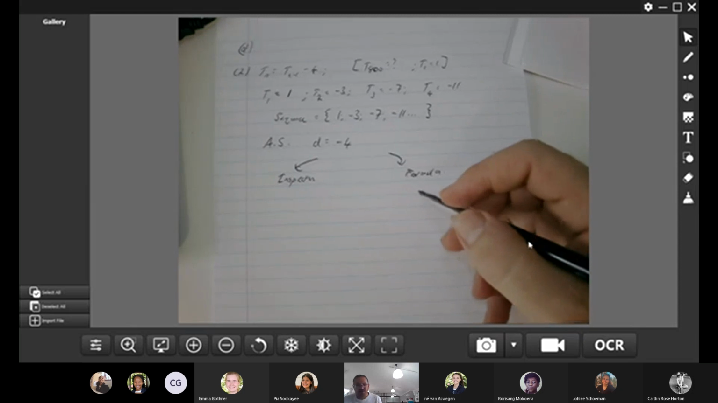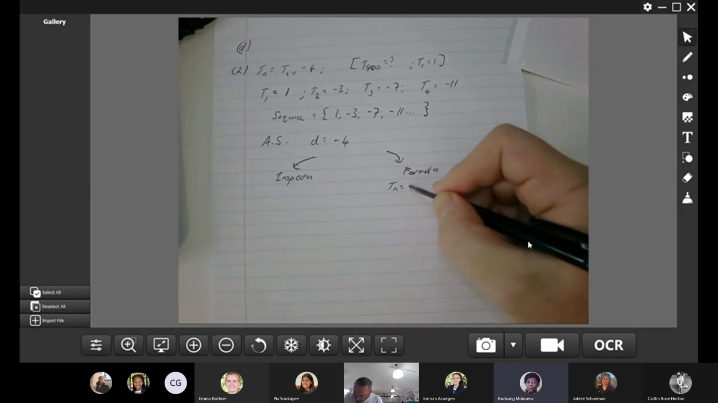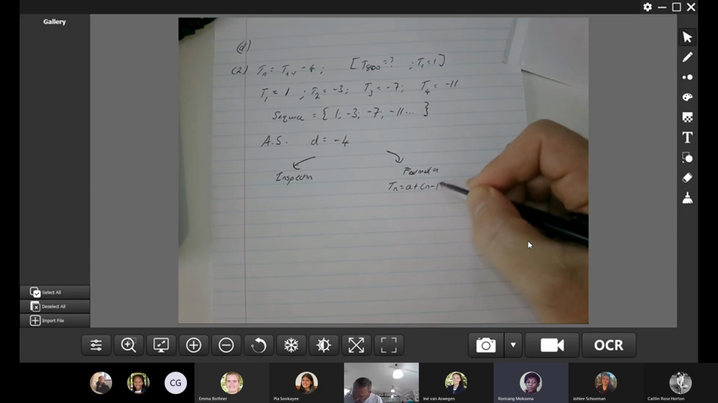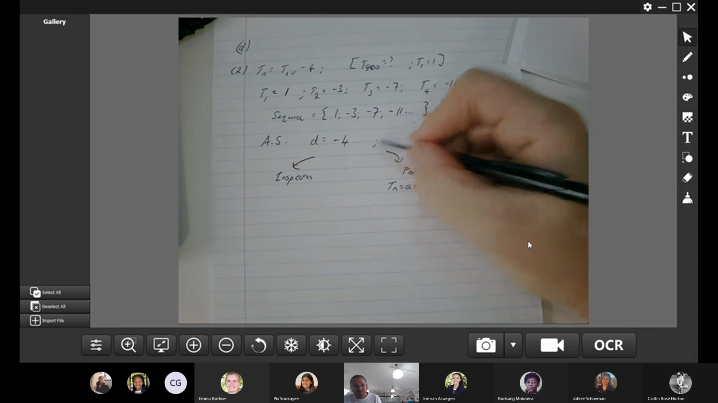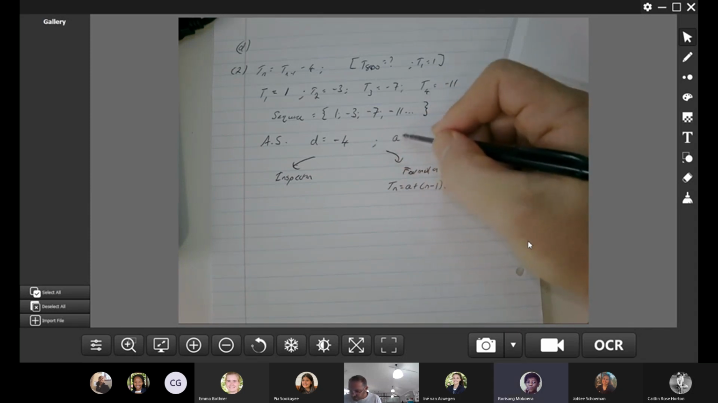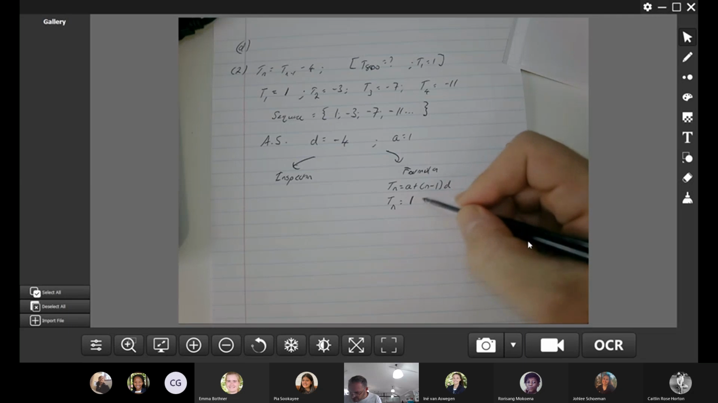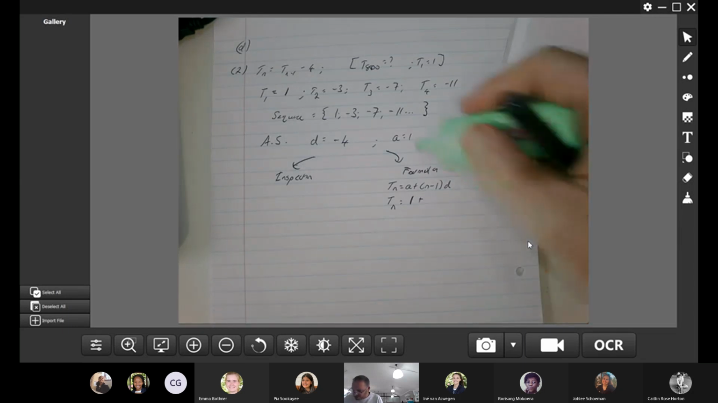So what's the formula now for an arithmetic sequence? Tn equals A plus, in brackets, n minus 1 and then D. Good. So in this particular case, what's A? A is 1. Good. So term n is going to be equal to 1 plus, I'll replace A with 1. So A is 1.